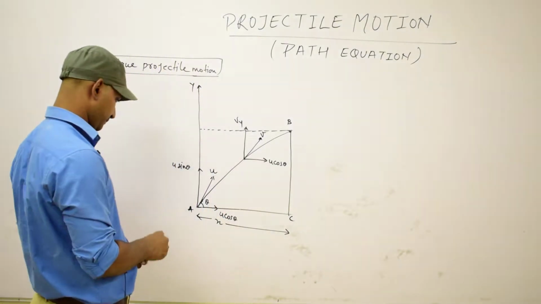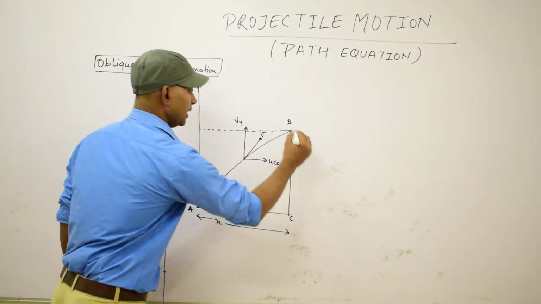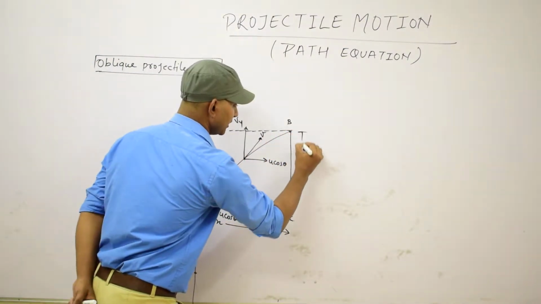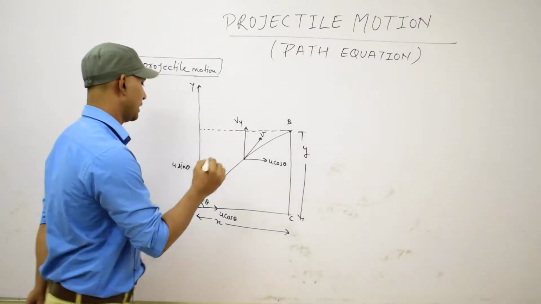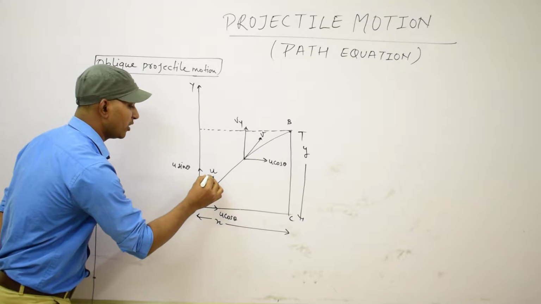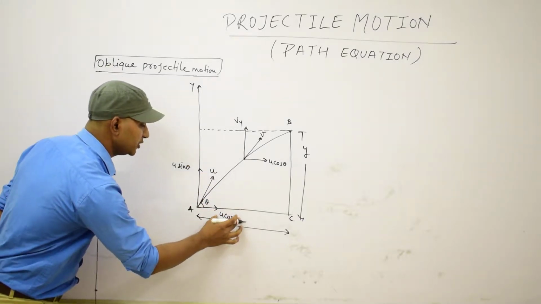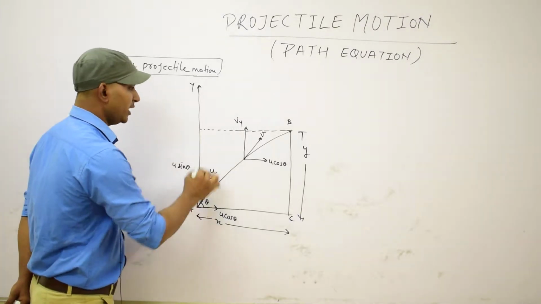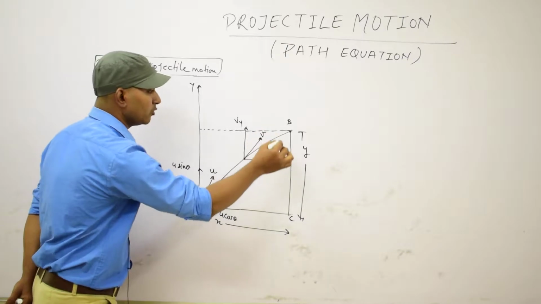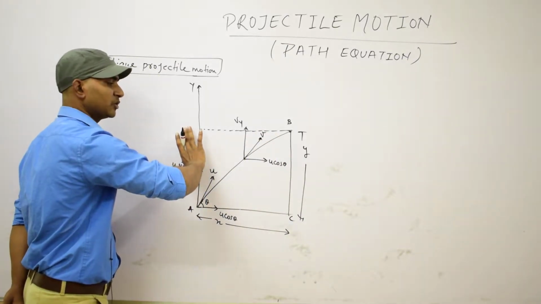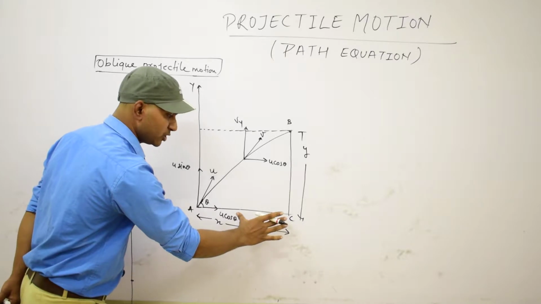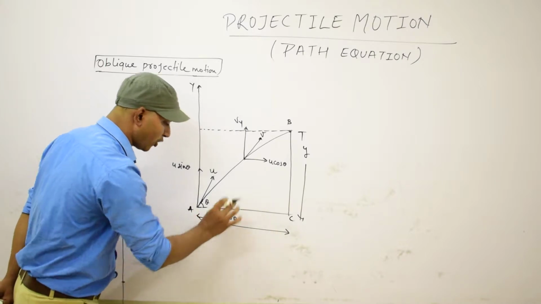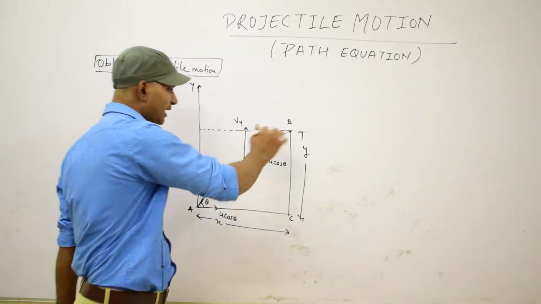Let's suppose the vertical distance from point A to B is y. The initial velocity of the body is u, with horizontal component u cos theta and vertical component u sin theta. When the body moves from point A to B, it moves in the vertical direction, and horizontal motion is also there. From point A to C, I have taken the horizontal distance as x.